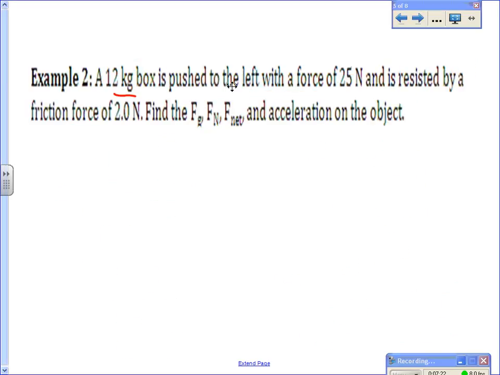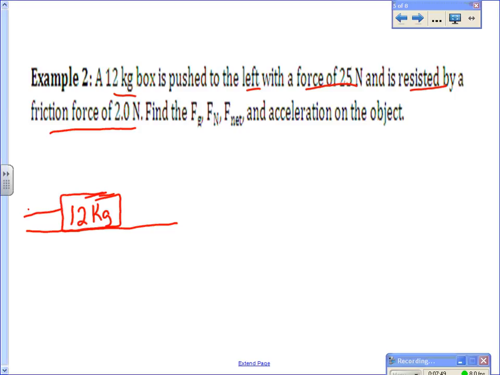We have a 12 kilogram box pushed to the left with a force of 25 newtons. It's resisted by a friction force of 2 newtons. Okay, so again, 12 kilograms, putting my mass inside a box. Now if you're an artist, you can draw objects. I am not an artist, so I do not draw objects. I put everything in a square, in a box, and then I do my math from there. The left force of 25. The right force of 2. How did I know that my resistance must be to the right? Friction forces always resist motion, and since the only force being applied is to the left, friction has to oppose the motion, so it's got to be in the opposite direction of the movement.